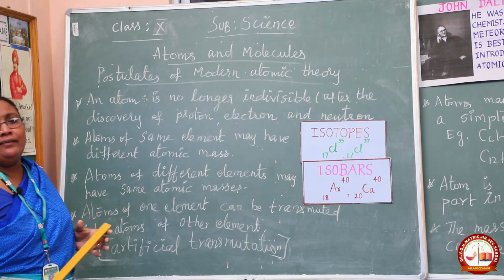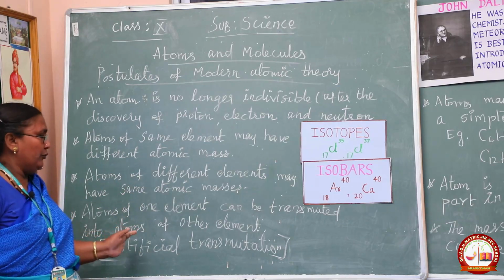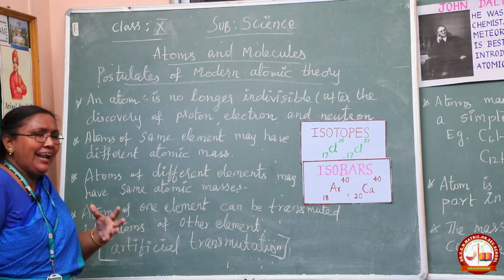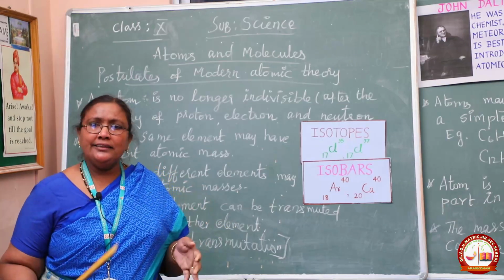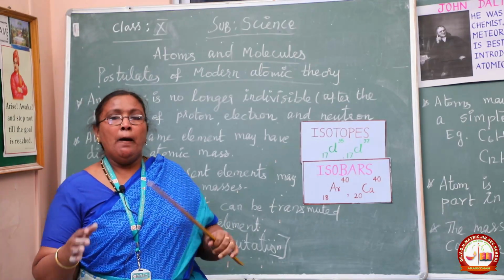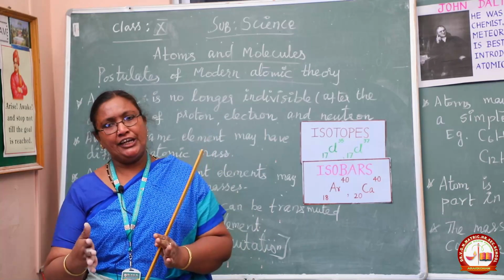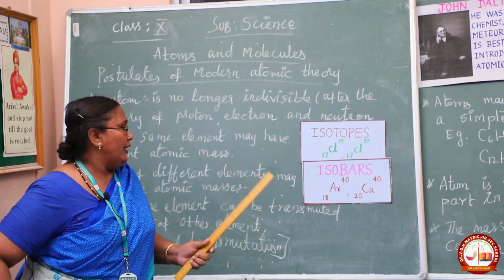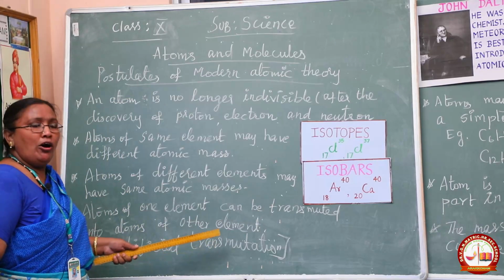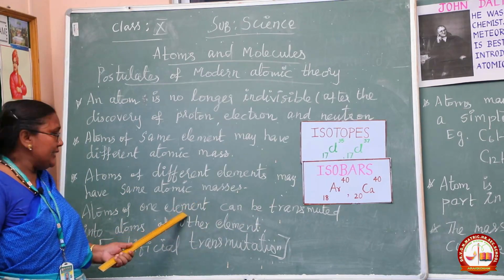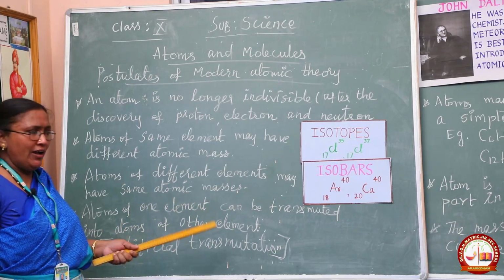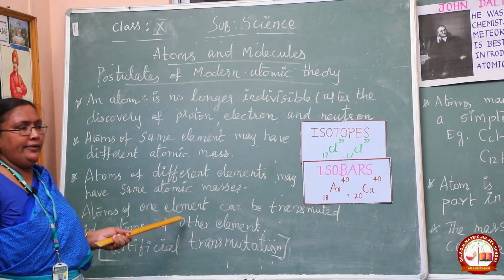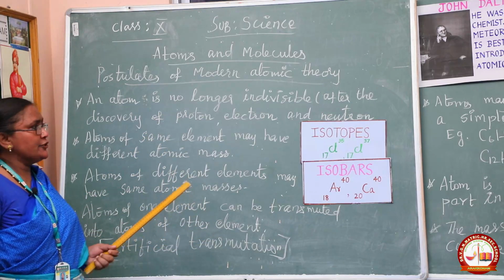Atoms of one element can be transmuted into atoms of another element. After the discovery of the artificial method, atoms can neither be created nor destroyed, but one form of atom can be changed into another form. So here, we can use artificial transmutation to change atoms of one element into atoms of another element. That is the fourth point. Are you able to follow these four points, students?